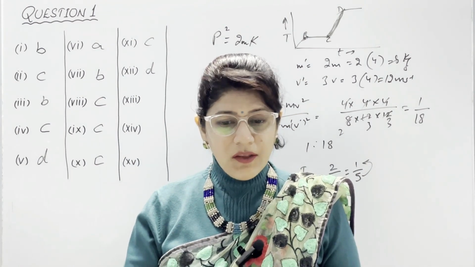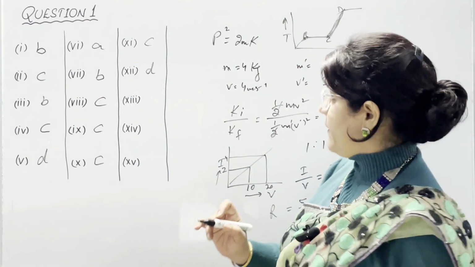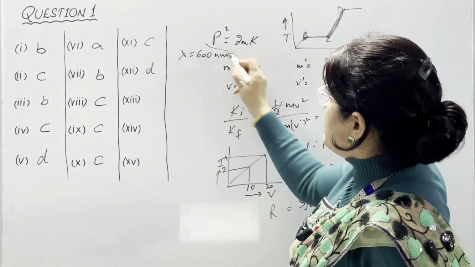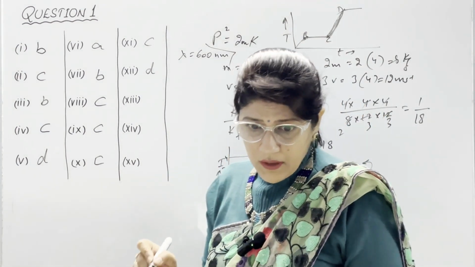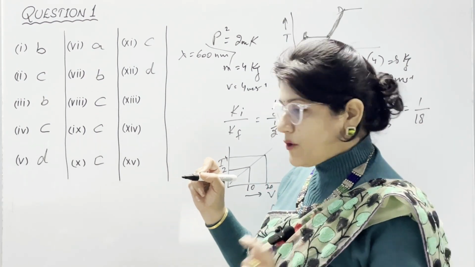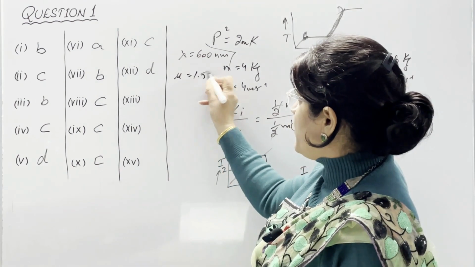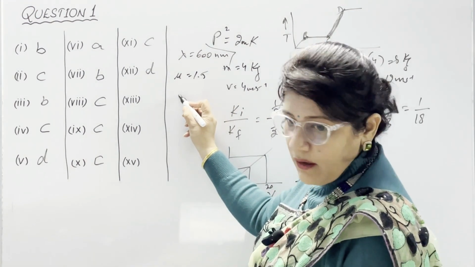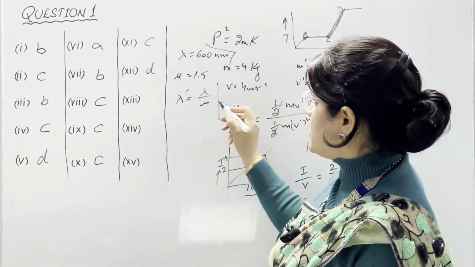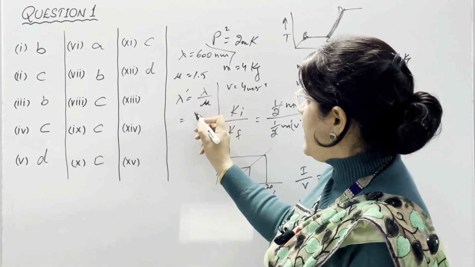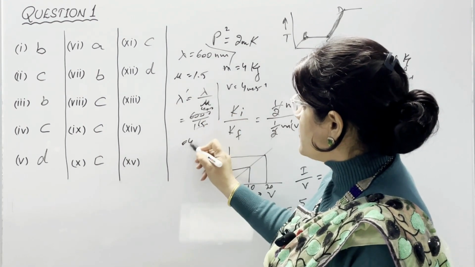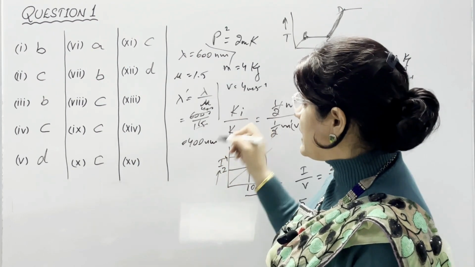In 13th part, the wavelength of light in medium A is 600 nanometer. Wavelength is given as 600 times 10 raised to the power minus 9. Then the wave enters medium B of refractive index 1.5 with respect to medium A. It means mu is given as 1.5. Now we need to find lambda dash, the changed wavelength. So lambda dash is equal to lambda upon mu. This is our formula. Lambda is 600 upon mu is 1.5. So that is 400 nanometer, it means it decreases.